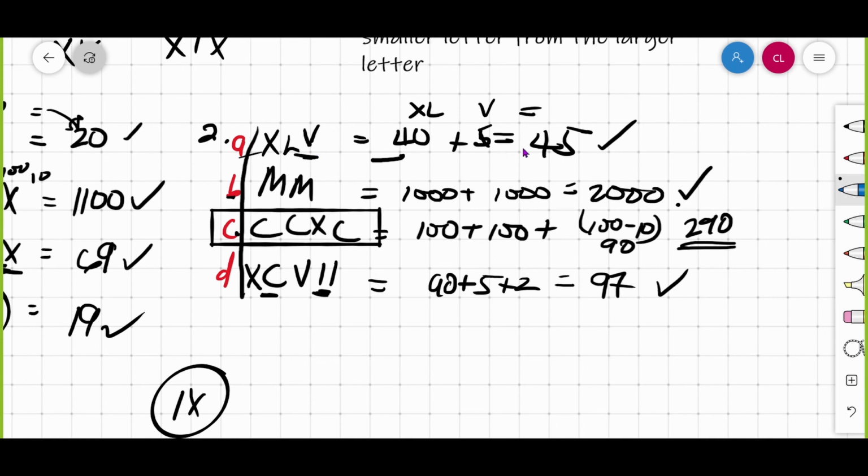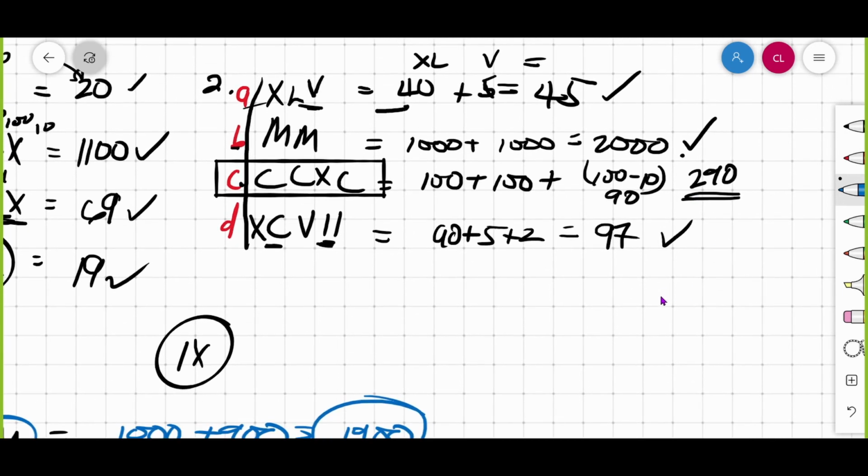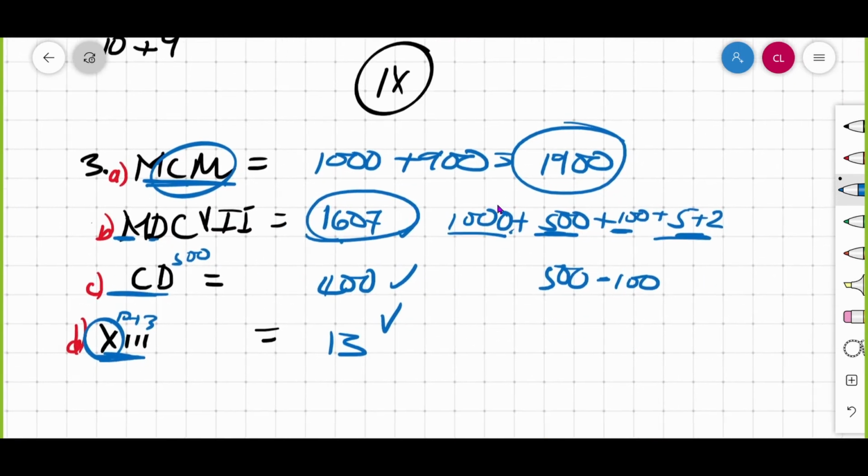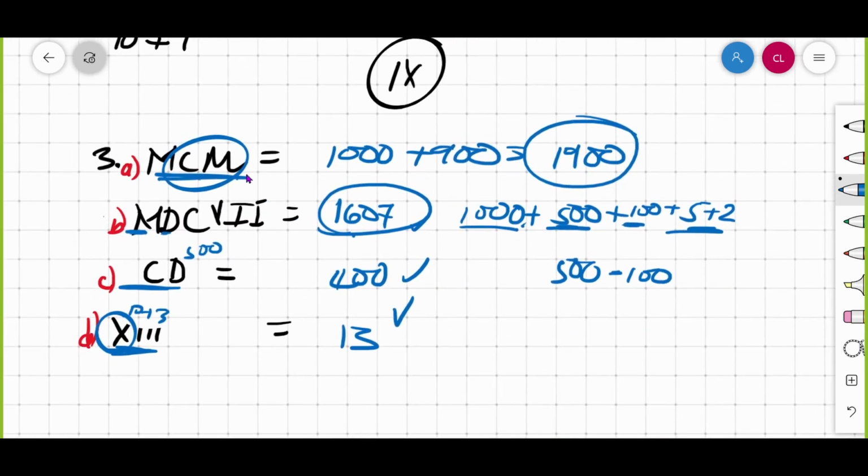XLV would have given us what? 45. MM would have given us 2000. CCXC would have given us what? 290. Alright, good. And XCVII would have given me what? 97. And the last one we did here, MCM, would have given us 1,900.